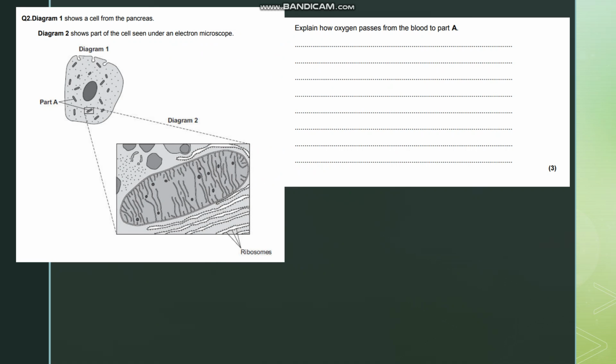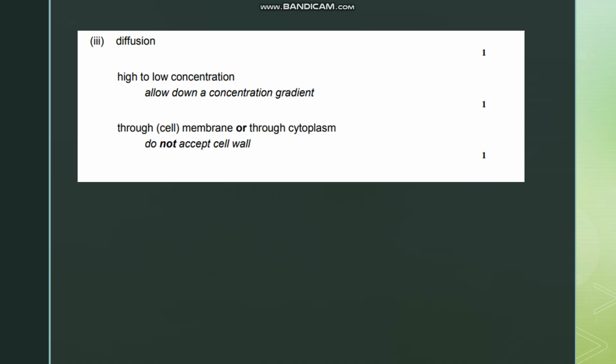So this is a bit hard, it's a 3 marker, so take some time to pause the video and answer the question. And the answer for this was that it moves through diffusion from a high concentration to a low concentration through a cell membrane.